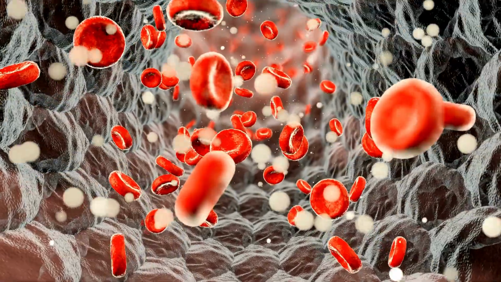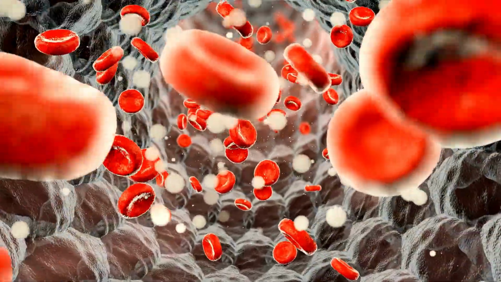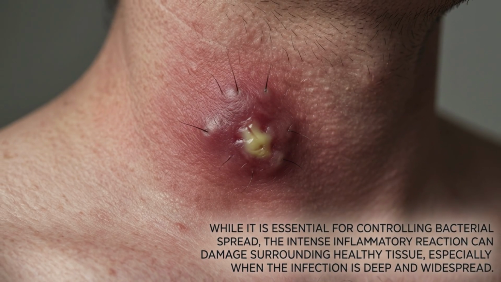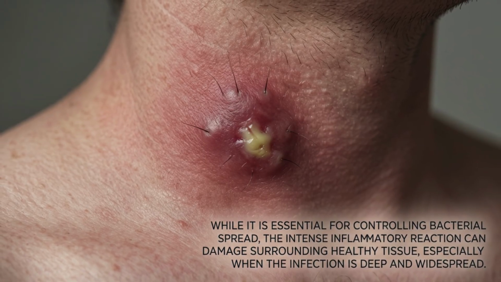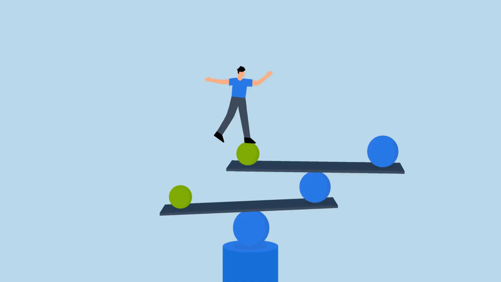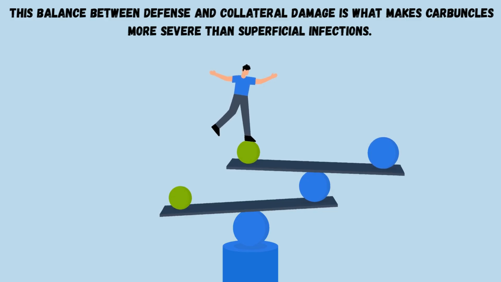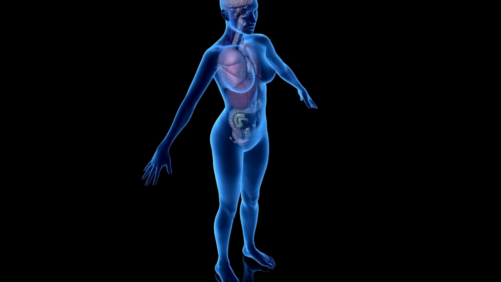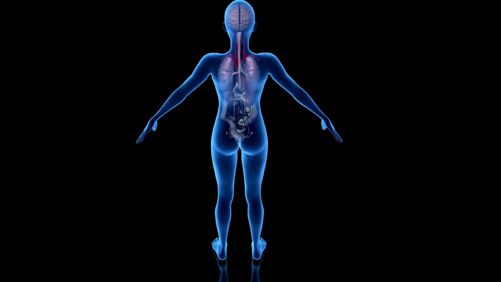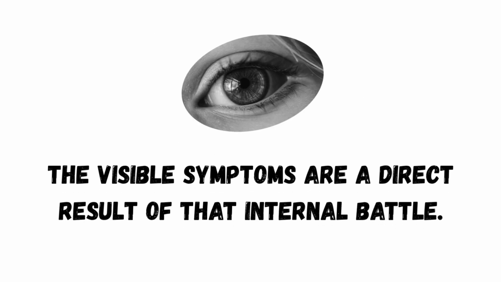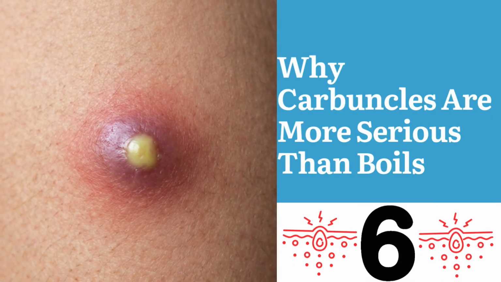On a deeper level, this immune response is both protective and destructive. While it is essential for controlling bacterial spread, the intense inflammatory reaction can damage surrounding healthy tissue, especially when the infection is deep and widespread. This balance between defense and collateral damage is what makes carbuncles more severe than superficial infections. In practical terms, the body is actively fighting the infection, but the visible symptoms are a direct result of that internal battle.